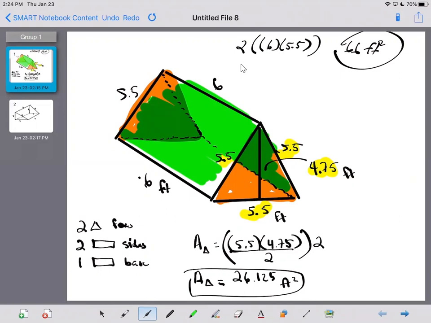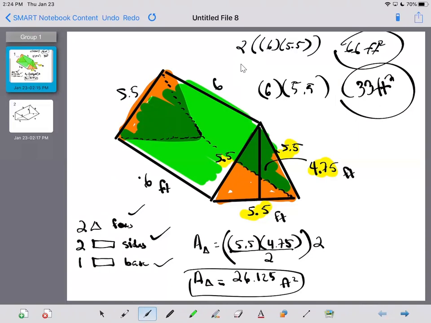And then I've got the base. I've taken care of the two triangle faces and the two sides, and now I'm looking at the base. The base is also going to be a 6 by 5.5. That's not always the case; in this case, the triangle is equilateral, but that's not always so. So 6 multiplied by 5.5, I'm going to get 33 square feet.